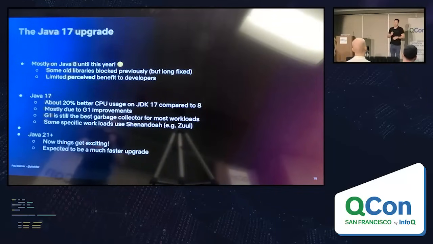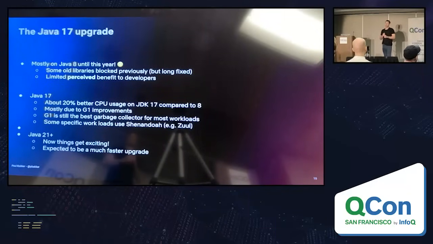And speaking about G1, G1 is the garbage collector that we use for most of our workloads at the moment. We've tested with all the different garbage collectors available, but G1 is generally the best balance of trade-offs. There are some exceptions. For example, Zuul, which is our proxy, runs on Shenandoah.